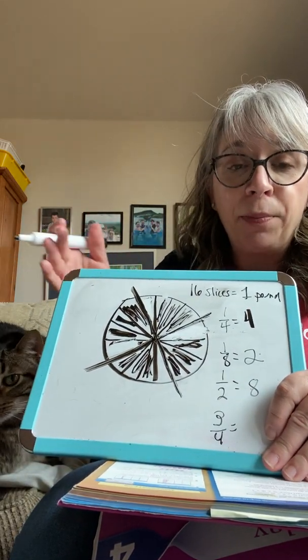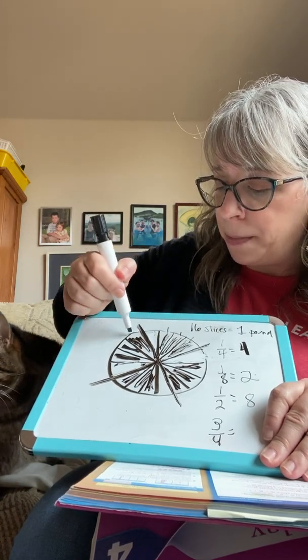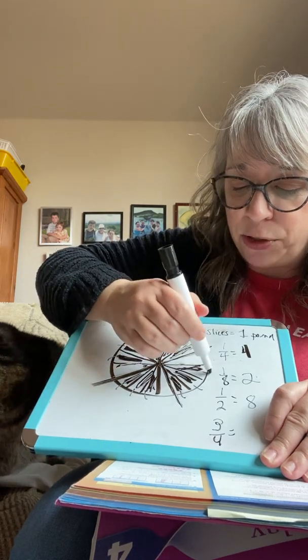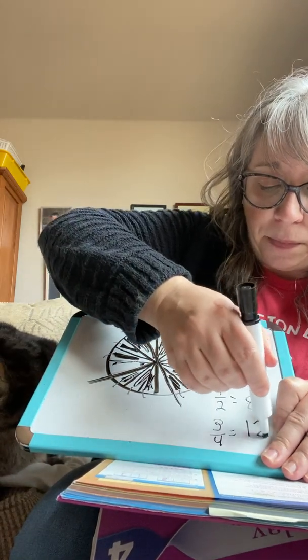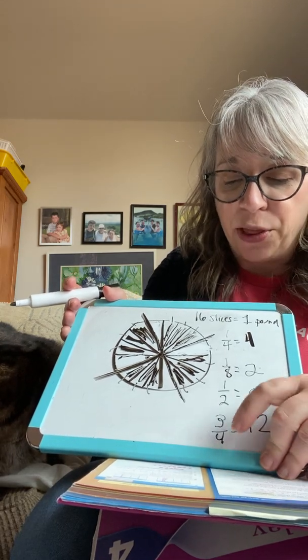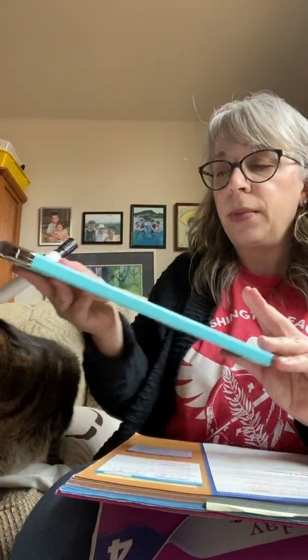Okay, so how many parts have we shaded in all together? Well, let's count. 1, 2, 3, 4, 5, 6, 7, 8, 9, 10, 11, 12. All right, so there are 12 ounces in 3/4 of a pound.